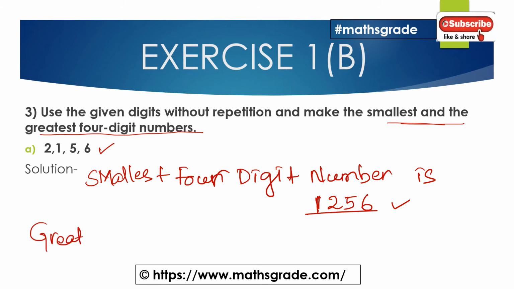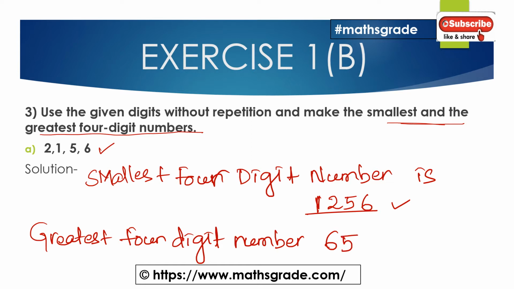Now the greatest 4-digit number without repeating the digits: the greatest digit is 6, then 5, then 2, then 1. So it is 6521. The greatest is 6521 and the smallest is 1256.